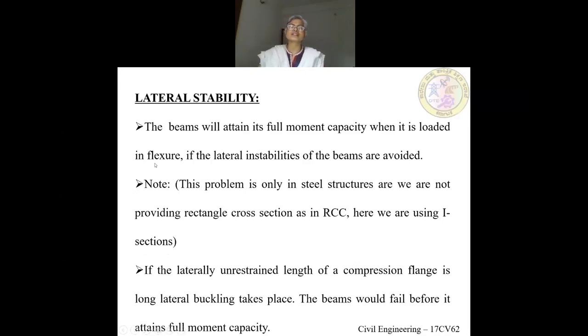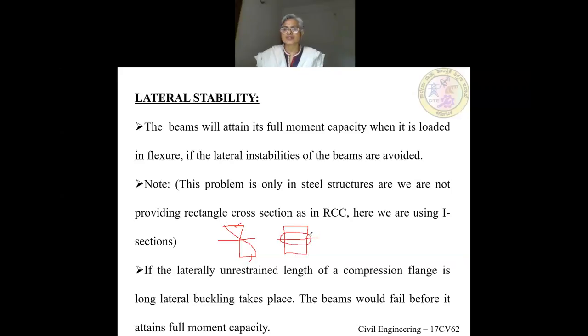Coming to lateral stability, this problem is there only in steel structures, because in RCC we use rectangular sections only. So why do we use I sections in steel? You know the bending stress distribution will be like this. There will be maximum stress at the extreme fibers, and it is zero at the neutral axis. If you provide a rectangular section, especially if it is made of steel, it is very expensive. Most of the material around the neutral axis will not be stressed.